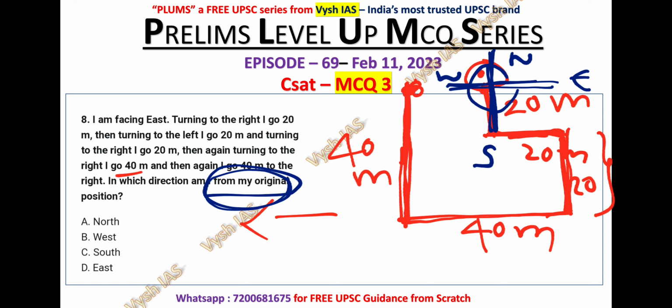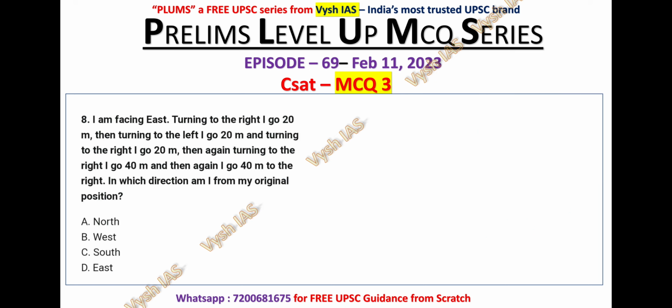From my original position, I am to my west. If they were asking from the final position, we would have to draw the graph in the final position, but they are asking from my original position. That's why I have taken the graph in the original position. So I am to my west from my original position. Option B is the correct answer for question number 3.